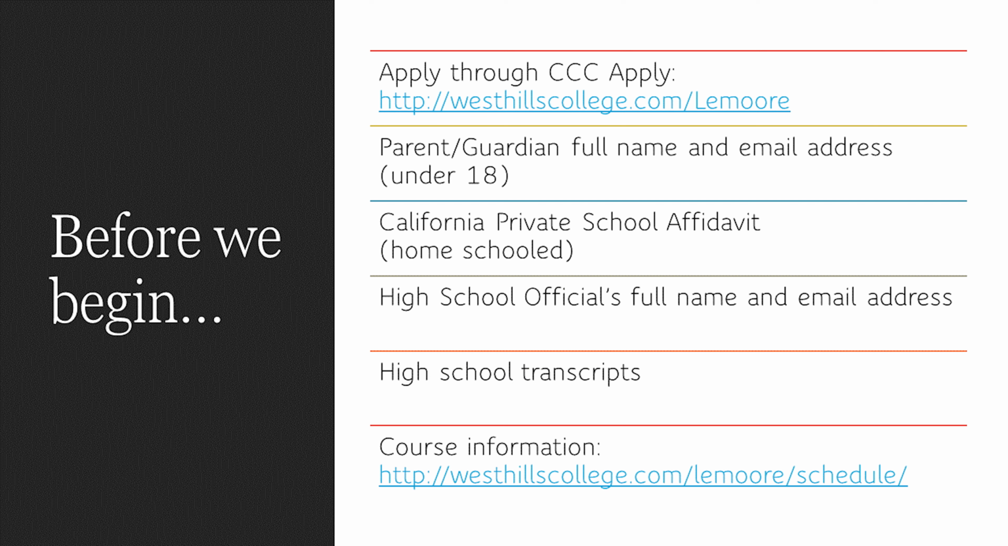Lastly, you need the course name, section number, and number of units for the courses you want to enroll in. If you do not have this information with you, it can be found by clicking the Search Course Schedule button at westhillscollege.com/Lemoore/schedule. If you find that you don't have any of these required items after you've already begun the form, you can always save your progress and return to the form at a later time.